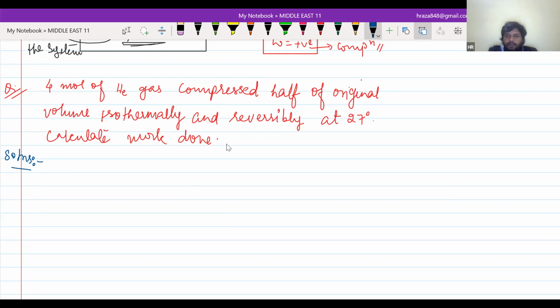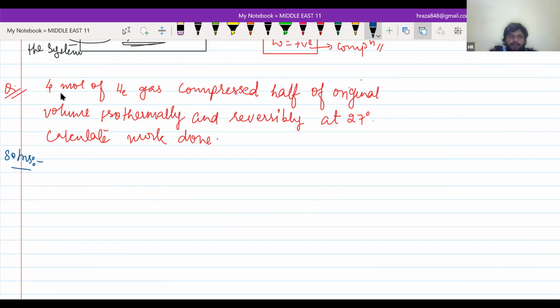Krishna, can you do this question? Yes, sir. Okay. If you have a problem in log, then let me know. Okay, let's go. I'm going to make it easier for you.